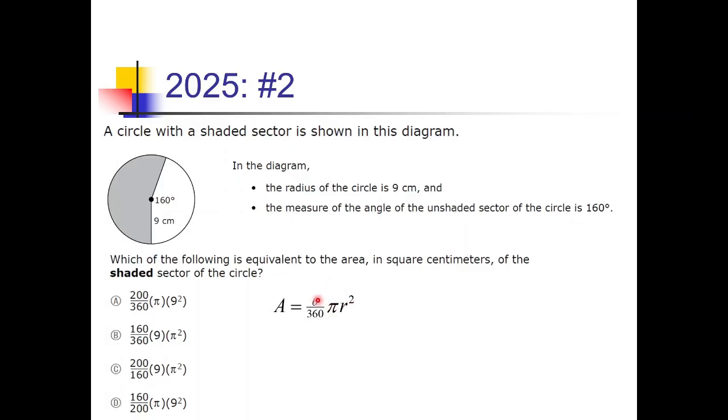Now the theta that we're going to be using, that's the part of the circle that we want. That's this shaded area. To get this, I need to do 360 minus the 160 degrees that I've already used up here. So this is going to be 360 minus 160 over 360. And then for my radius, that's going to be 9. So I'll plug 9 in for r. So pi times 9 squared. Simplifying this just a little bit, I don't have to go too far. That's going to be 200 over 360 times pi times 9 squared. And I could go further, but looking at the answer choices, that's what I have in answer choice A, so I'm going to go with that one.